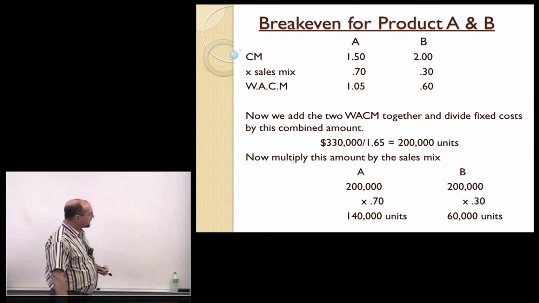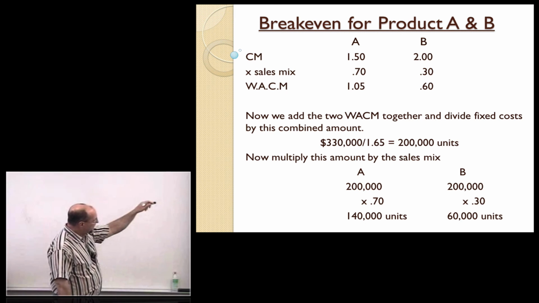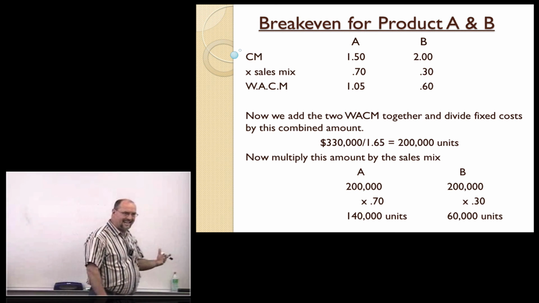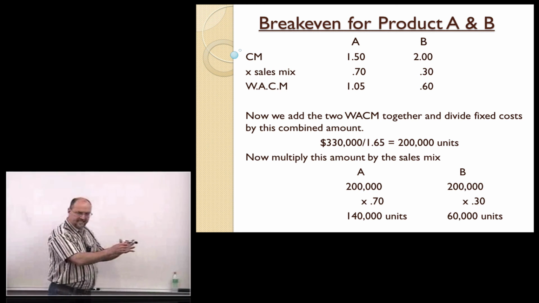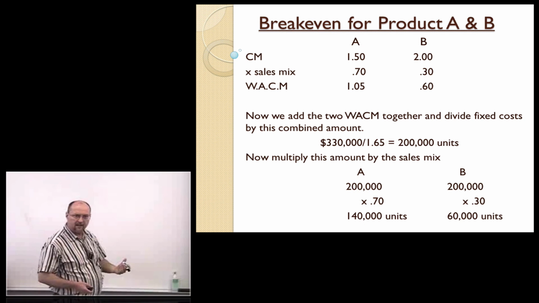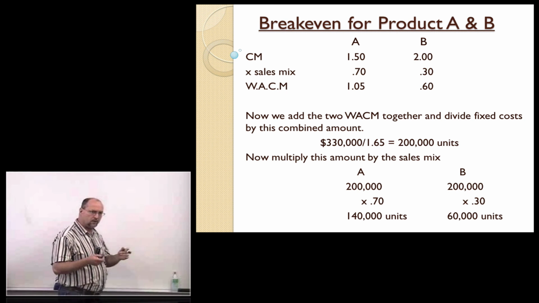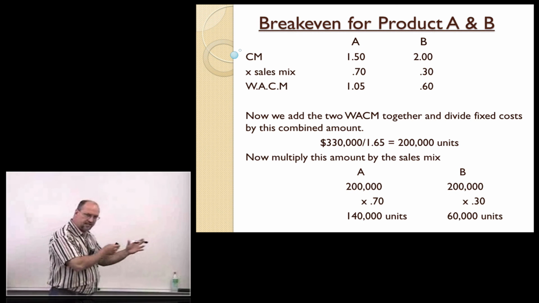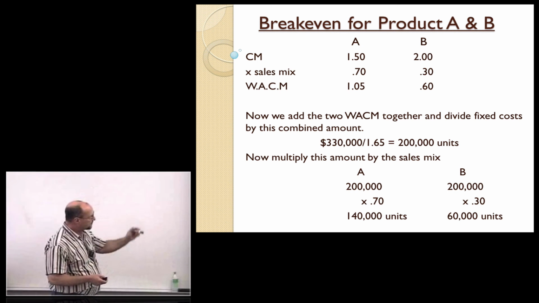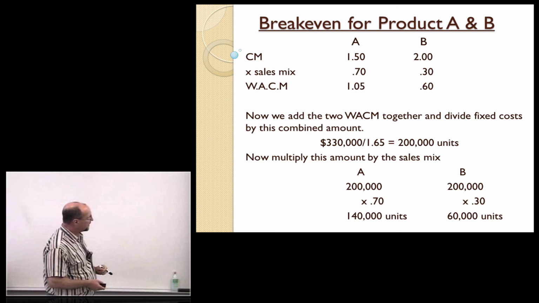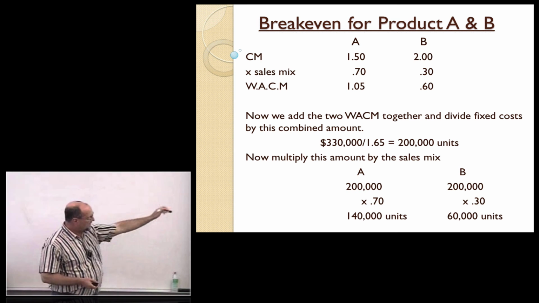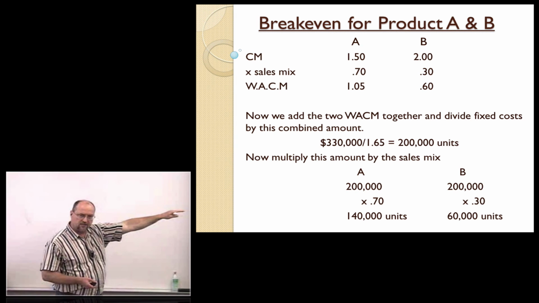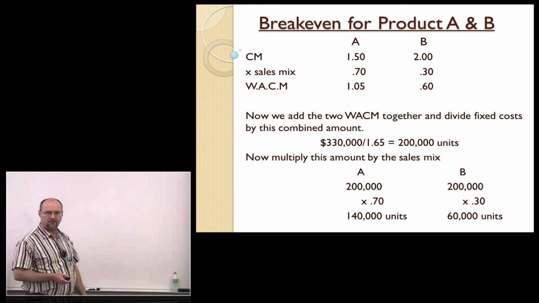Contribution margin times sales mix percentage gives us WACM, which is simply the weighted average contribution margin. Your book presents this as product E or product some, gives it a new letter. This is simply a weighted average contribution margin when you blend the 2 products, given the 70-30 mix. So $1.50 times 0.7 is $1.05. $2 times 0.3 is 60 cents. Now add them together, and the weighted average contribution margin is $1.05 plus 60 cents equals $1.65.